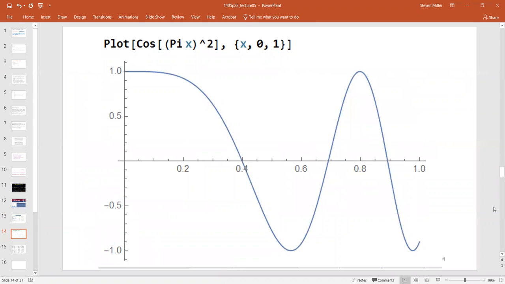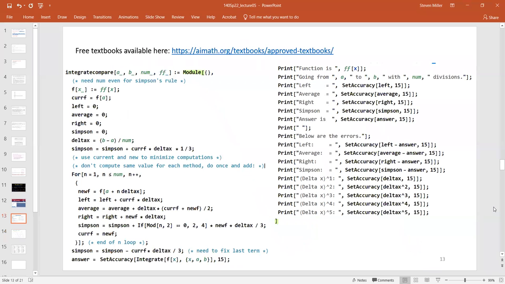And so here's the function I chose to integrate, the cosine of pi x squared. This is a function where it is not easy to write down the antiderivative. There are some techniques from complex analysis, but I think they only work if we're integrating from zero to infinity. And this function is not monotone increasing, it's not monotone decreasing. So this is an honest to goodness test. Who do you think is going to work best? Left, right, average, Simpson?